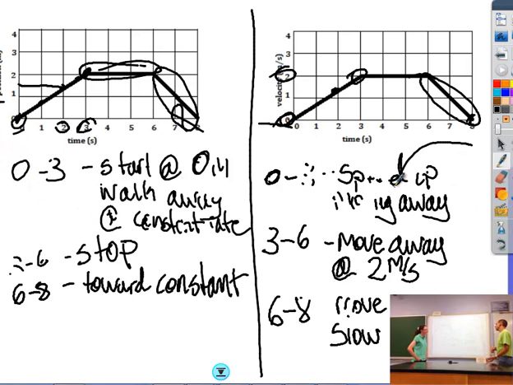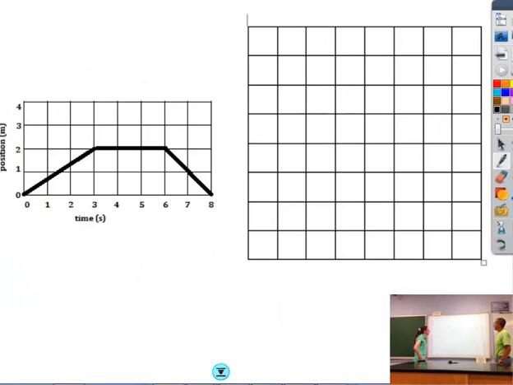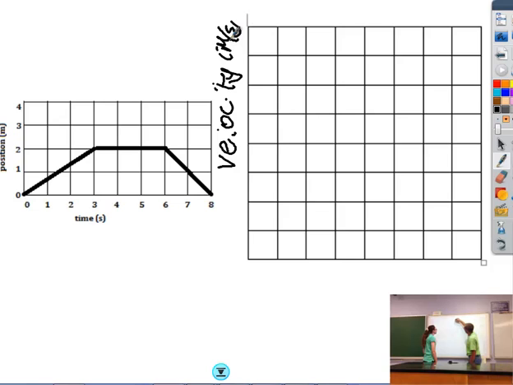So can we take one graph and make the other graph? Ooh, that sounds tricky. Okay, so let's take each one of these in turn. Here's the position graph we started with, and we want to make a velocity graph that goes with it. First thing I'm going to do is say this is velocity in meters per second, and down here below, let's say time.